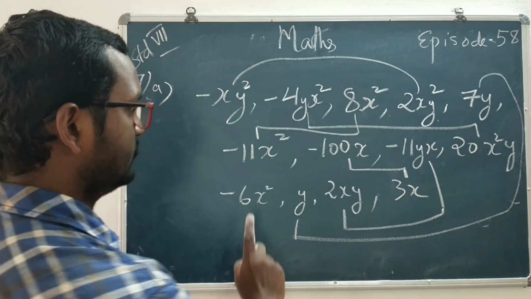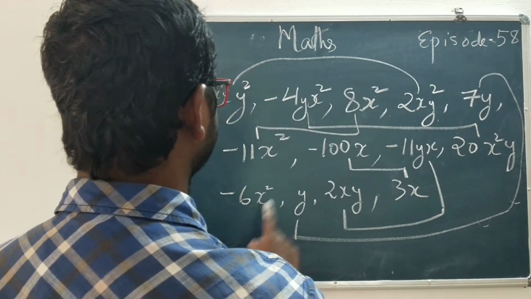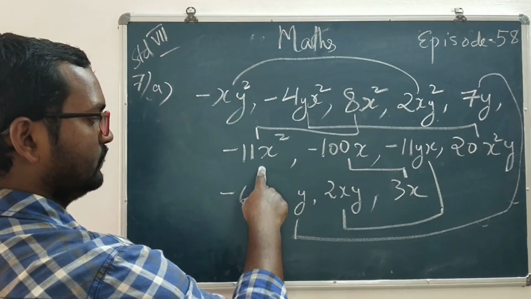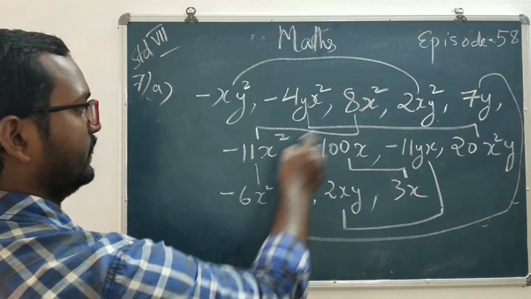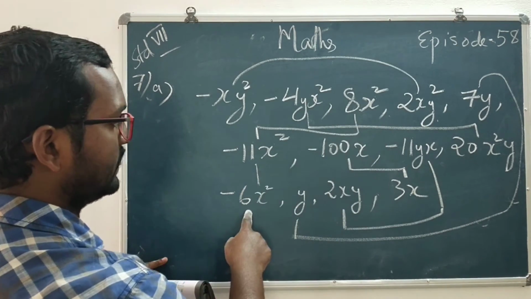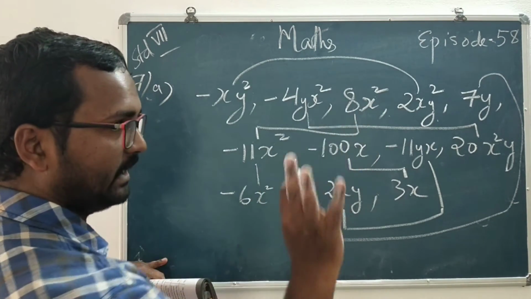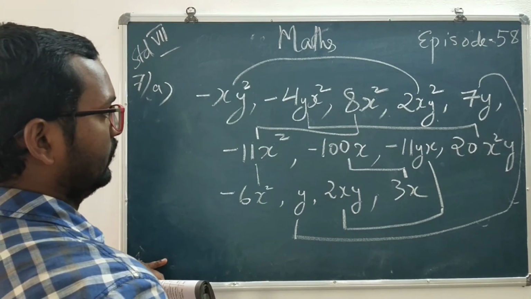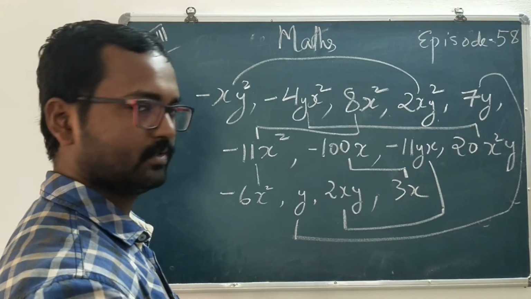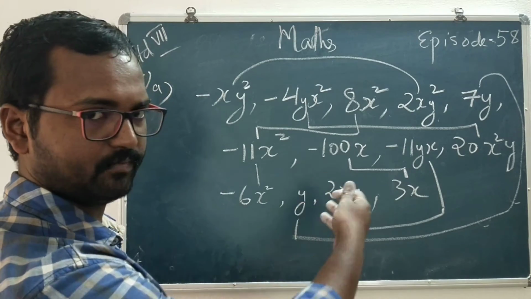Anything missing, no? Yes. See here, 8x square and minus 11x square are like terms. Similar way, this is also a like term. These three: 8x square, minus 11x square and minus 6x square are like terms. Okay, so x square has three like terms. I hope you have understood like terms also. I can't utilize the whole board unfortunately. The question is a bit lengthy, that's why.